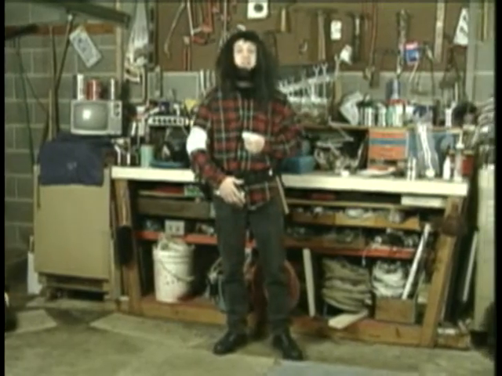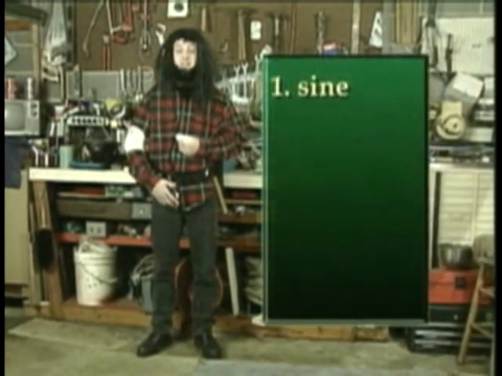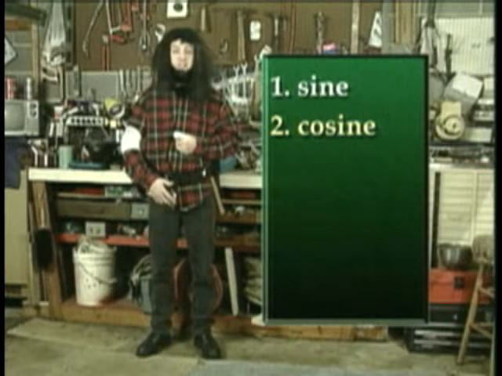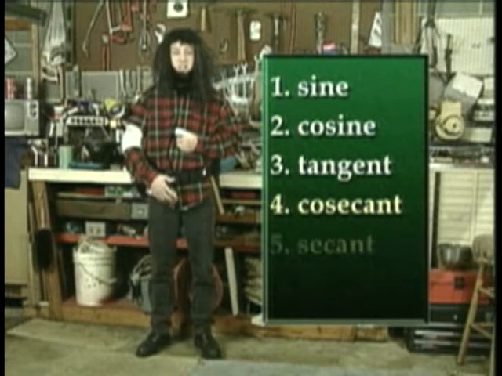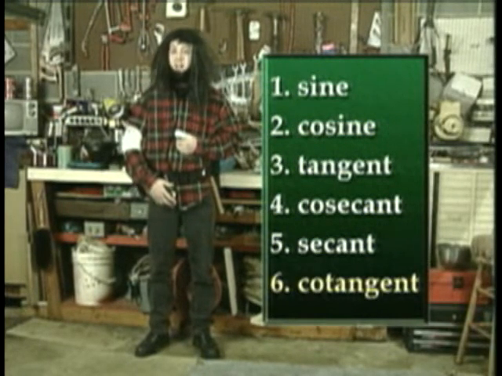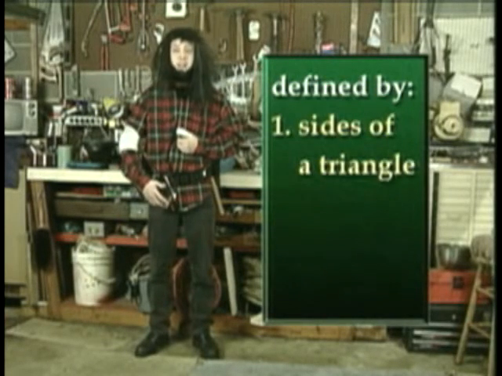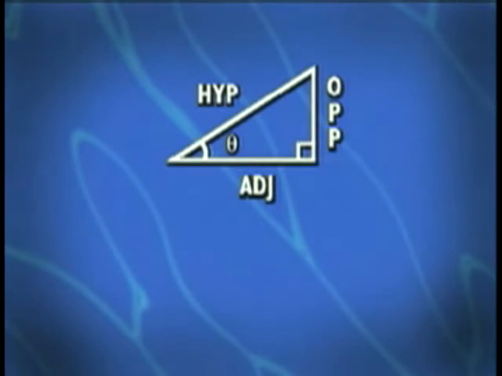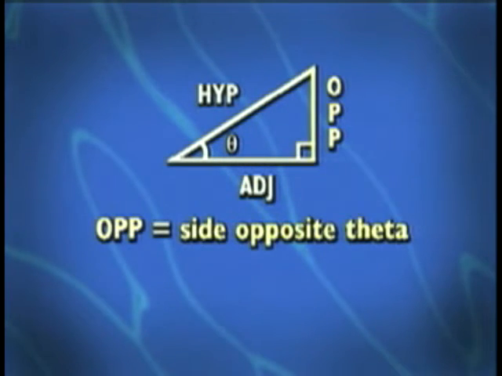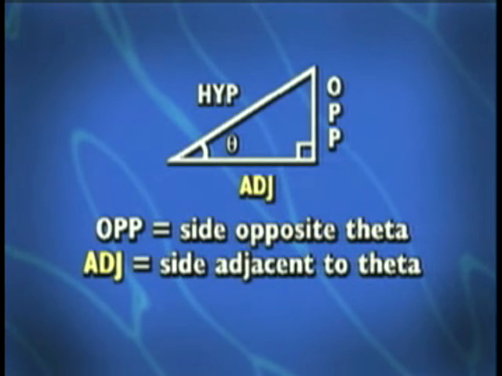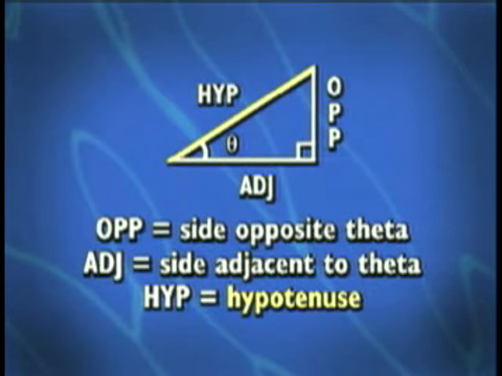That's right. There are 6 basic trig functions: the sine, the cosine, the tangent, the cosecant, the secant, and the cotangent. Like she said, these 6 trig functions are defined by the sides of a triangle and the angle being measured. Look at this right triangle with theta as one of the acute angles. Here, theta could represent alpha or beta from the previous triangle. OPP represents the side opposite theta. ADJ represents the side adjacent to theta, and HYP stands for the hypotenuse.